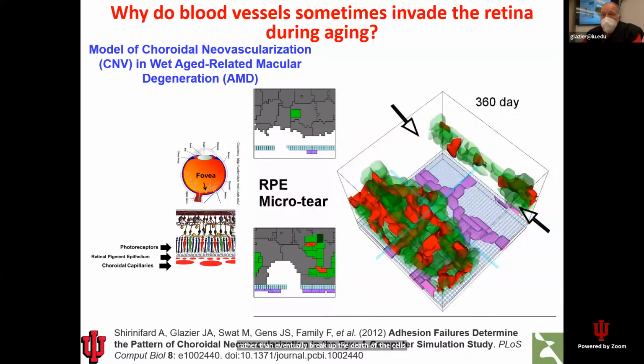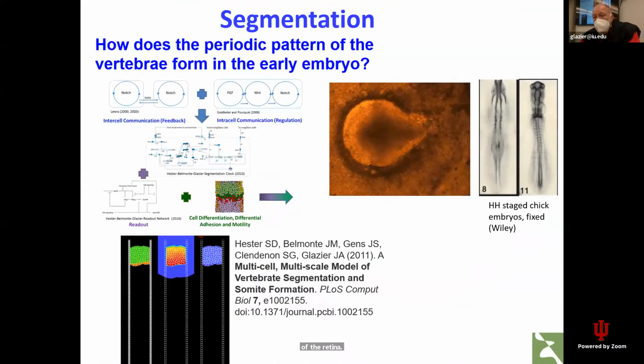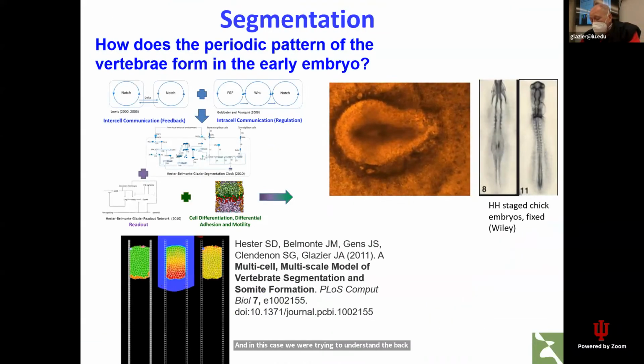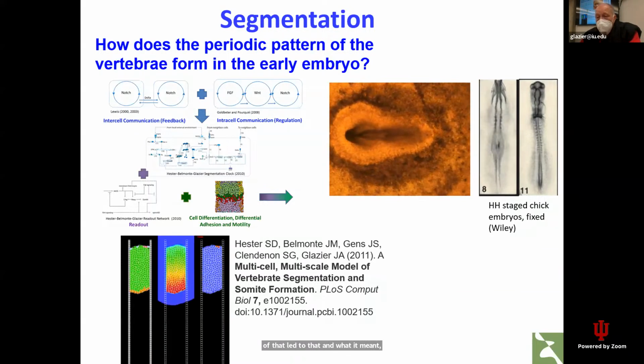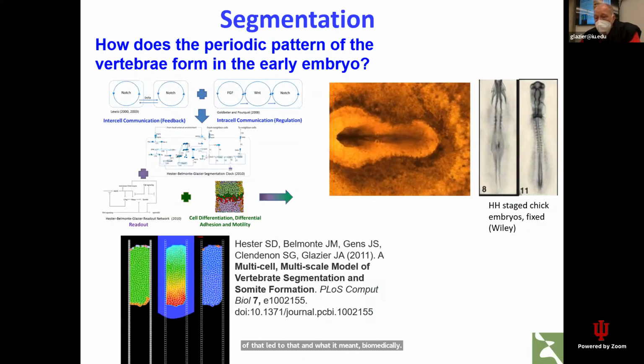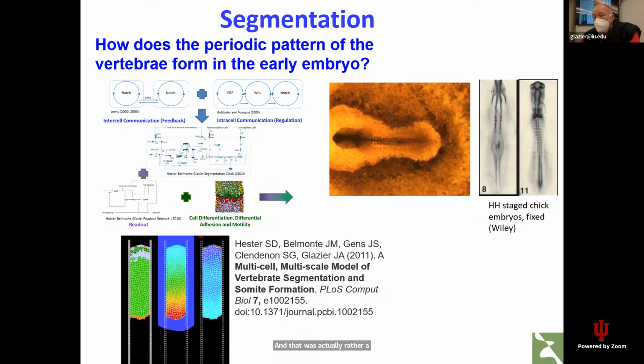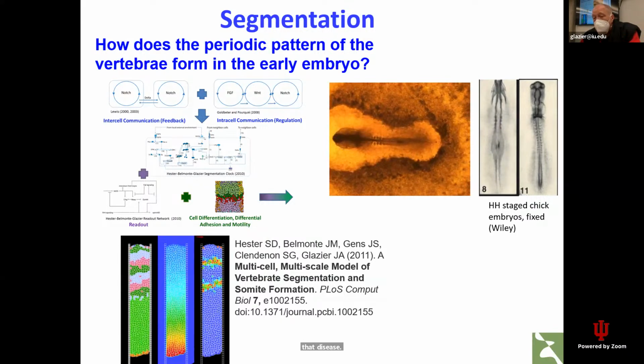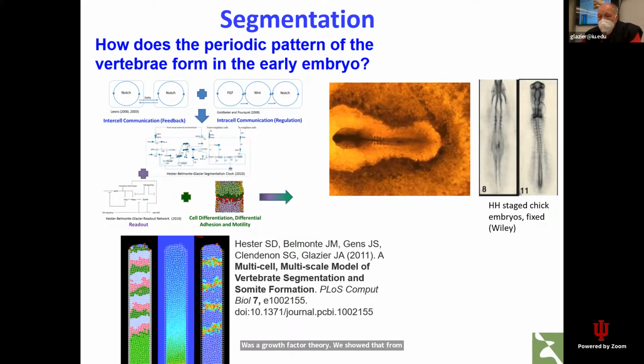And in this case, we were trying to understand the mechanisms that led to that and what it meant biomedically. And that was actually rather a nice simulation because when we did it, the theory about what was happening in that disease was a growth factor theory. We showed that from a computational point of view, that didn't seem likely to be the case. And later on, it was actually experimentally validated that, in fact, the main problem was adhesion defects in the retina.